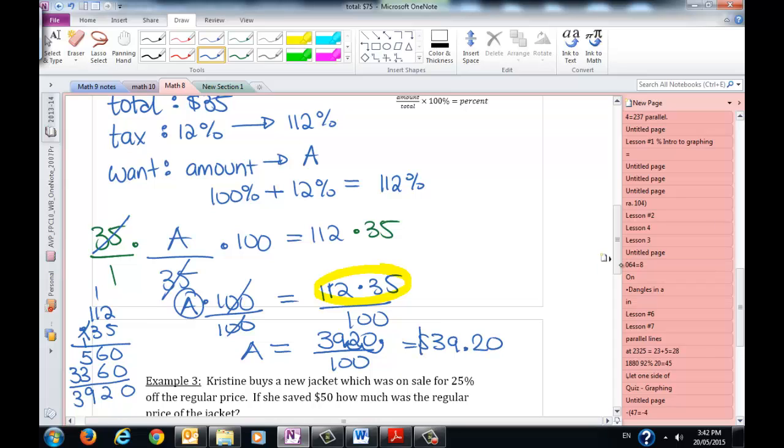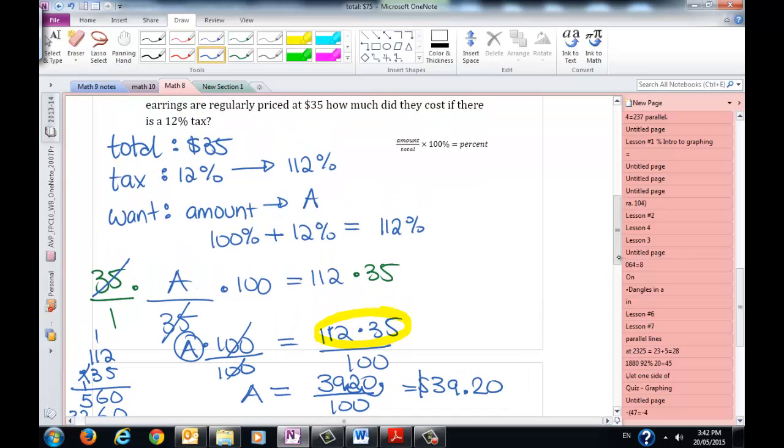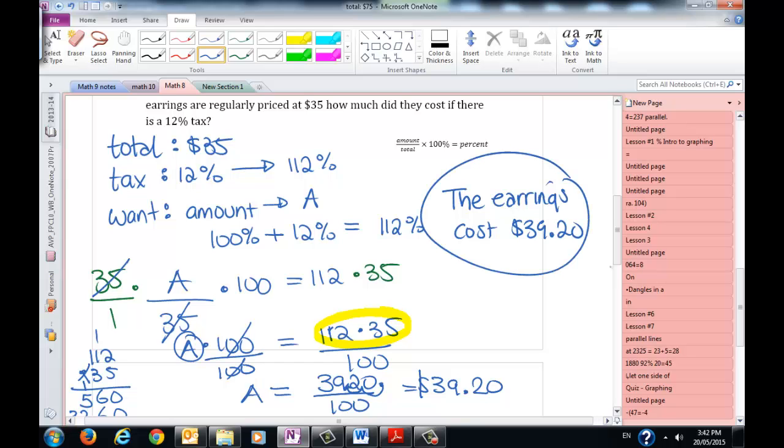And of course, I want a word conclusion with my word question, and I have how much is the cost if there is a 12% tax. I can say the earrings cost $39.20, and that would be my conclusion.